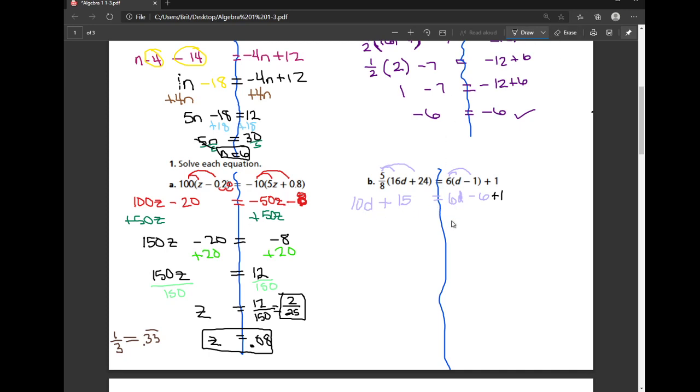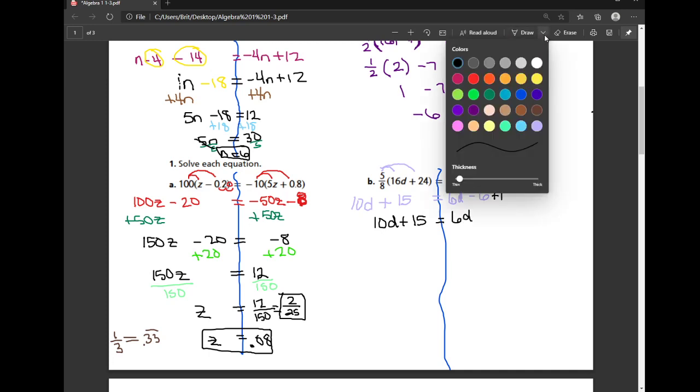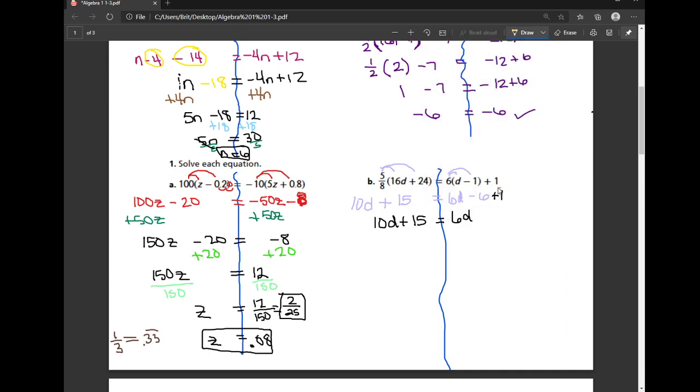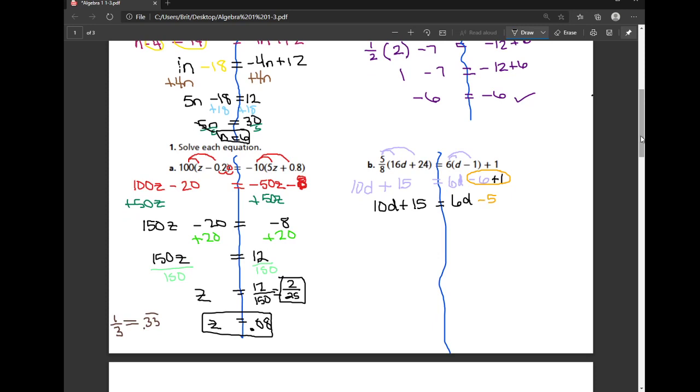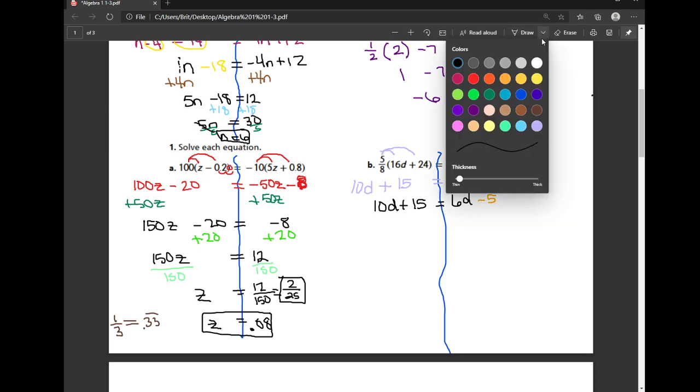Alrighty, and then we want to go through and collect our like terms. So my left hand side does not have any like terms. It's going to stay as it is. On my right hand side, there's no like terms with the 6d, but then -6 and the plus 1 are like terms. That's a -5. So now there's no parentheses. My like terms are collected. Now we need to start looking into moving things across our equal sign or our river.